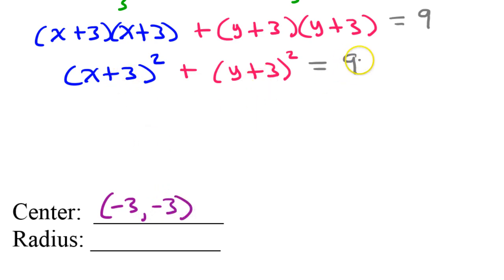My radius is going to be the square root of this, because this is the radius squared. 9 is the radius squared. That means the radius must be 3.